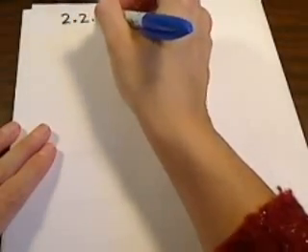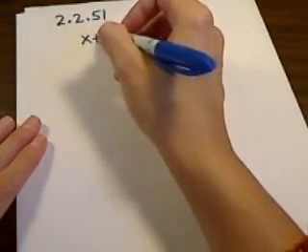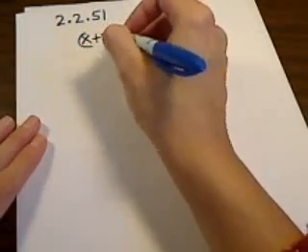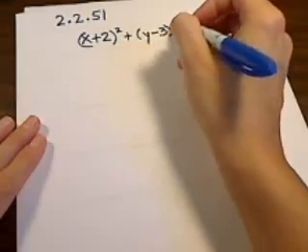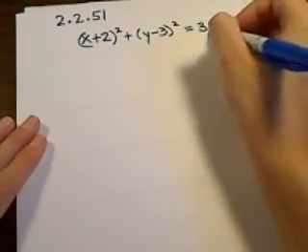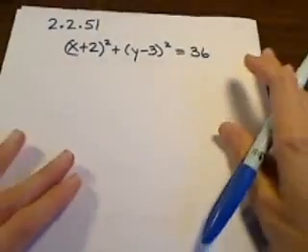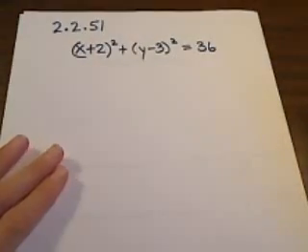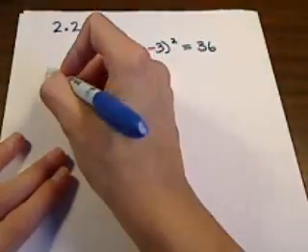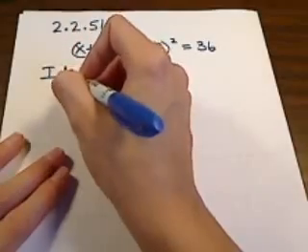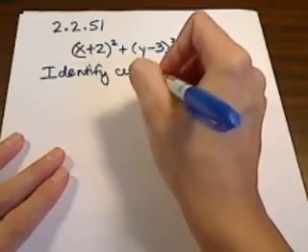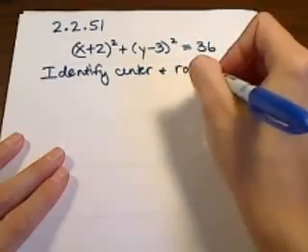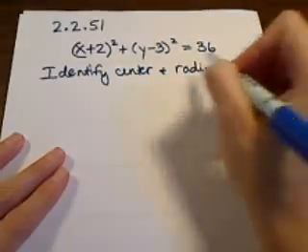The same person also asked a question on 2.2.51, which was giving you this equation, x plus 2 squared plus y minus 3 squared equal to 36, and was asking you to identify the center and the radius of the circle. Okay, so we're supposed to identify the center and radius of the circle.